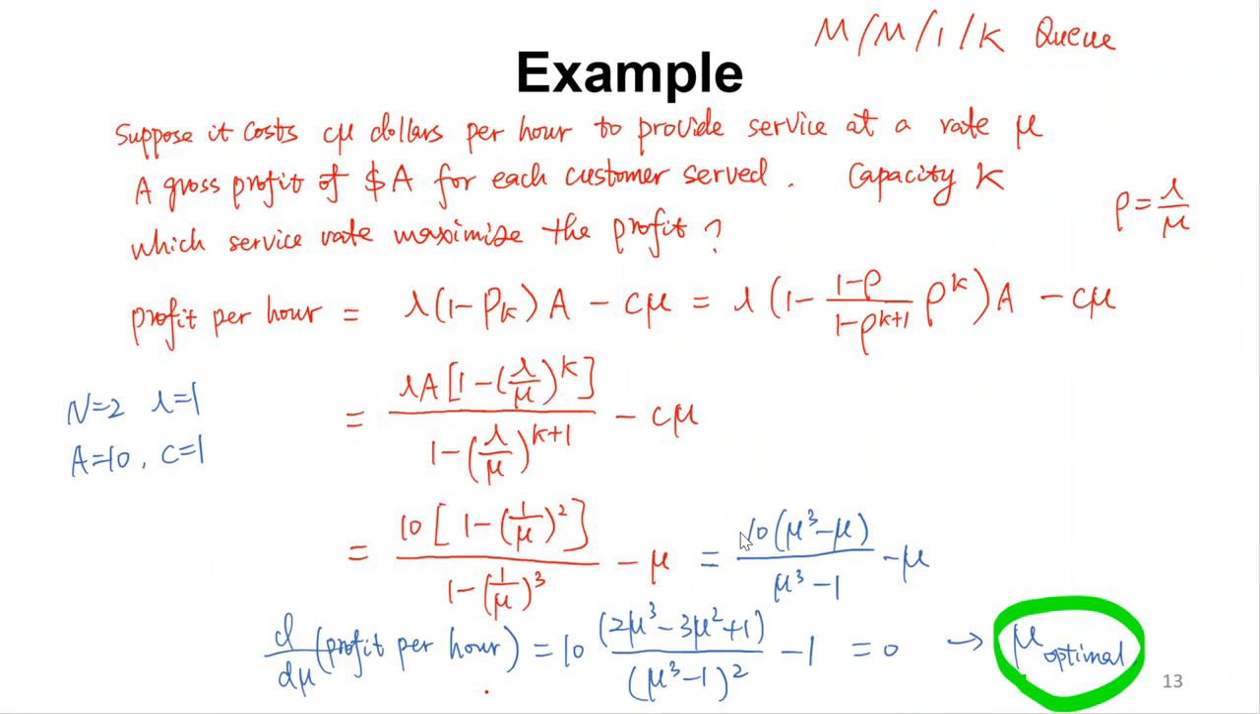Now, if we put them in, we will be able to get the equation for the profit per hour, which is actually a function of mu. Now, how to get the maximum? This is a concave function, actually. Which service rate maximizes the profit? We're going to take the derivative, set it equal to 0, and solve it for mu optimal. This will give you the best optimal service rate.